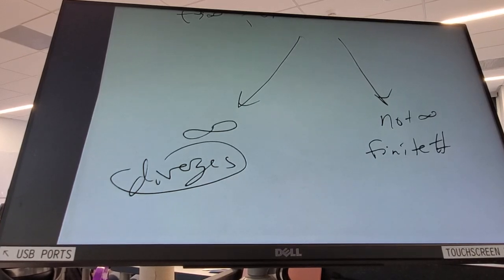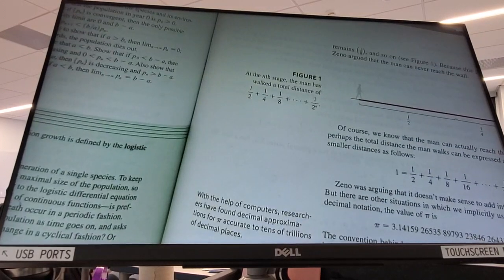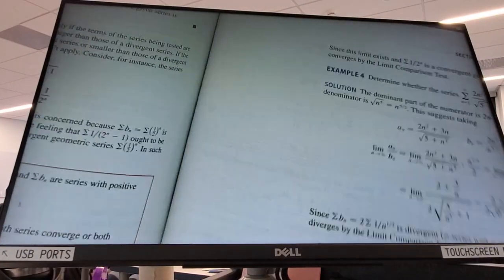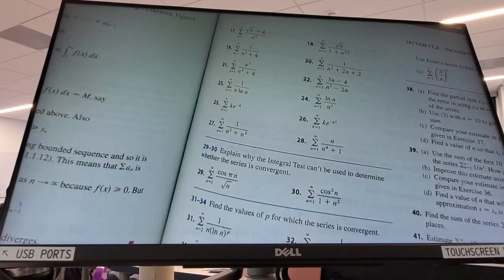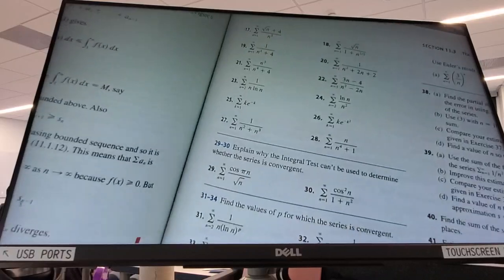All right, anything else from homework stuff? Or you said number 38, where? In 11.3. Okay. It's the last question. It's the final question.